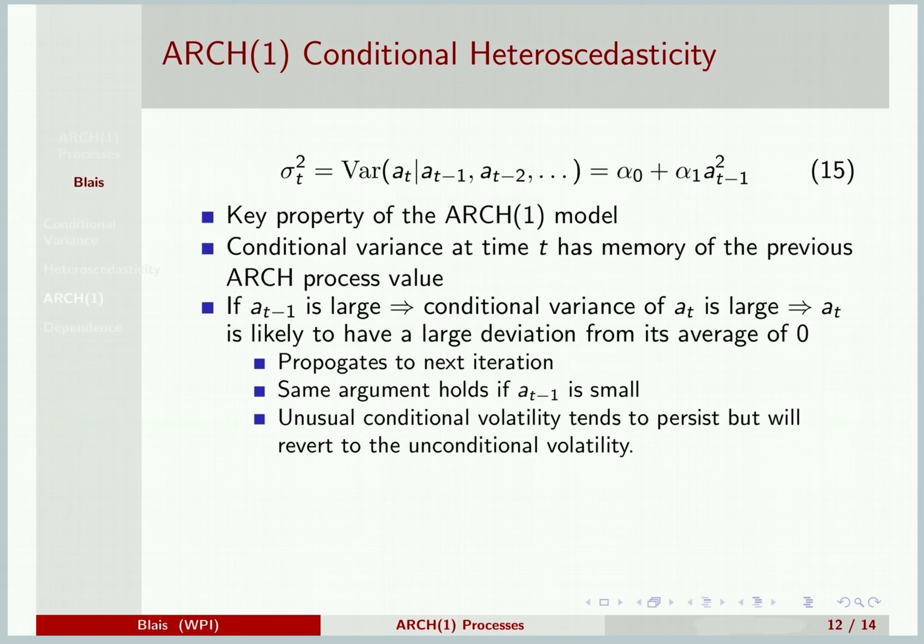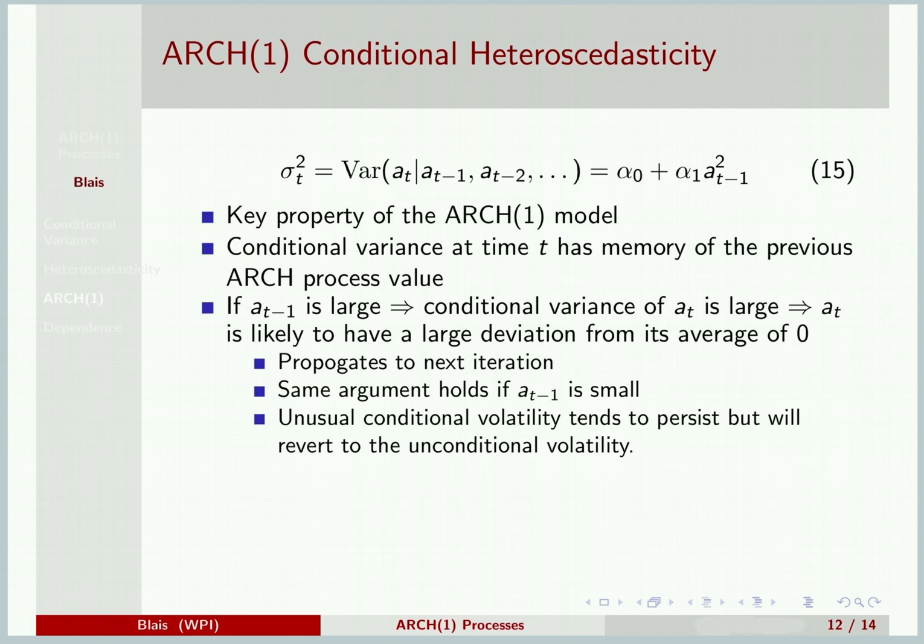You can also make the same argument if a_{t-1} is small. If a_{t-1} is small, a_{t-1} squared is small. So the conditional variance of a_t at time t will also be small, so you should expect a small deviation from the mean of 0. So you get regimes of small values for a_t. And so this gives you this clustering effect.